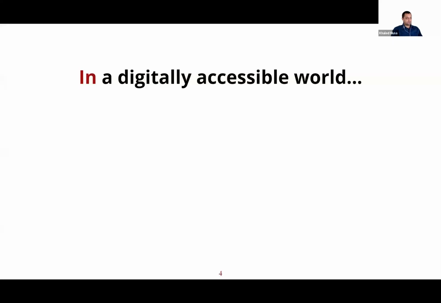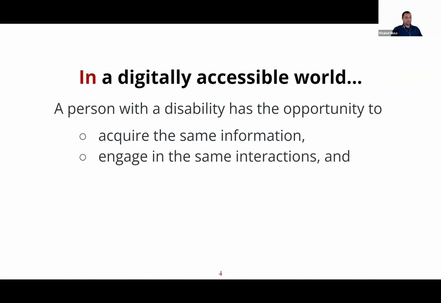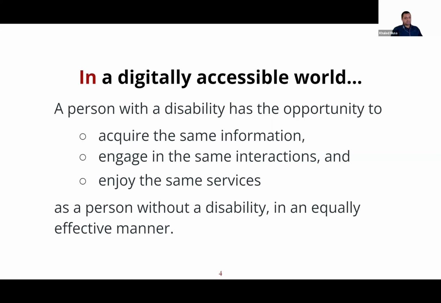So we'll start with accessibility and what it means. There is a definition for it out there for higher education institutions like ours. A person with a disability should have the opportunity to acquire the same information, engage in the same interactions, and enjoy the same services. And this is the most important part, as a person without a disability in an equal manner. The equal, we're going to stress the equal part.